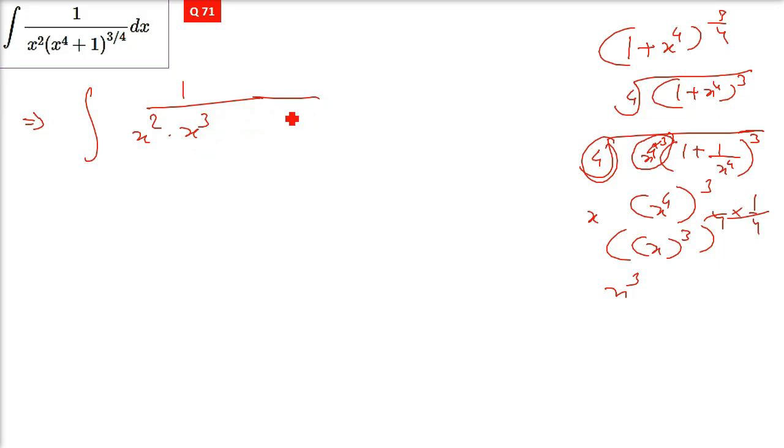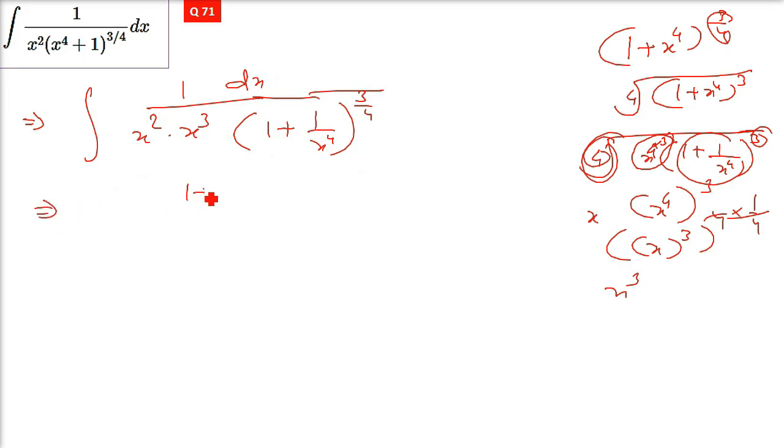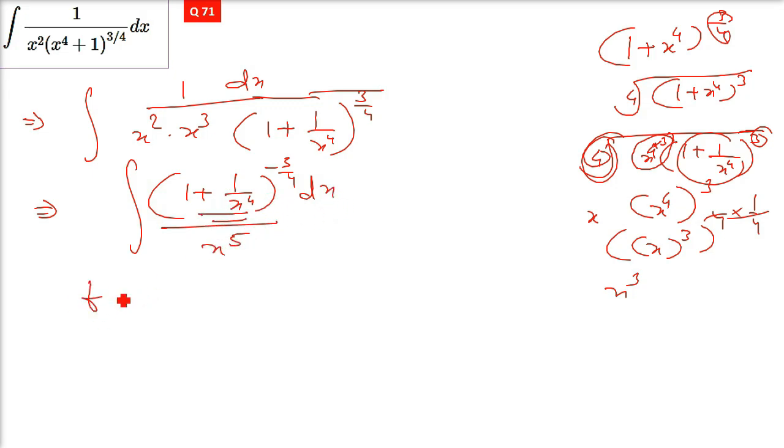In the denominator, what do you get? X to the power 4 plus 1, to the power 3 by 4. We have now changed it into 1 plus 1 by x to the power 4, to the power 3 fourth root. So it's just 3 by 4. Now what is the benefit? Now I'm taking this in the numerator. 1 plus 1 by x to the power 4 in the numerator, it's negative 3 by 4. This x square and x cube, x to the power 5 will come. And now you realize if you take 1 plus 1 by x to the power 4, we can get x to the power 5.